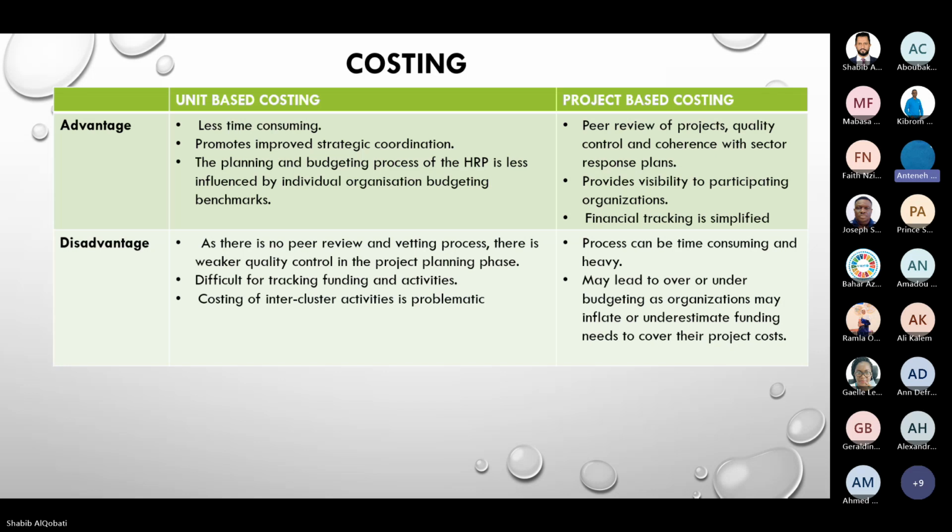The other advantage of unit-based costing is that it is more a sectoral level cost rather than agency level. So it eliminates the cost fluctuations introduced by individual organization budgeting benchmarks, and we have more representative costing. Of course, that requires a little bit of scrutiny because costs may vary between organizations, where they are located, and so many other logistical issues as well.